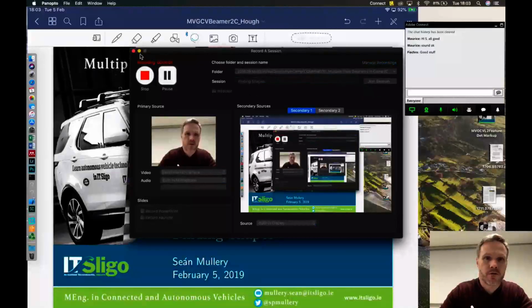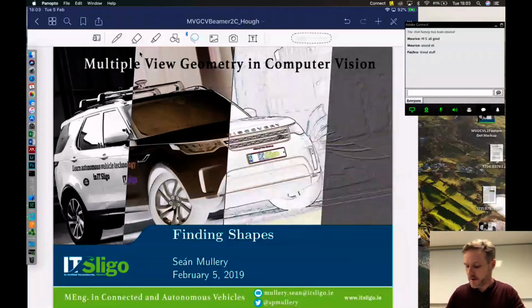Everyone, this is Sean Mullery from Electronic Engineering at IT Sligo, and in tonight's multi-view geometry and computer vision class we're going to be looking at finding shapes.